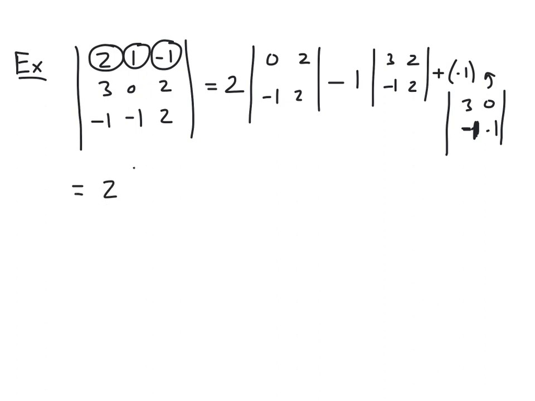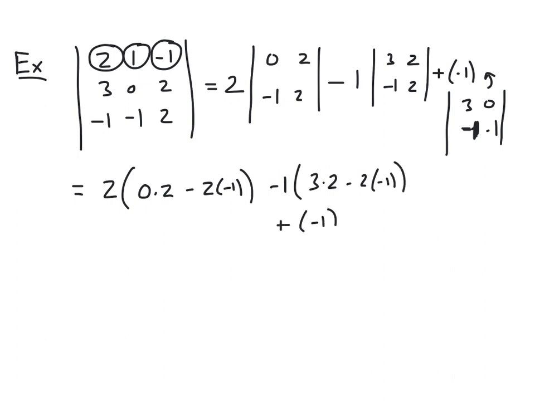Right? So we have 2 times this 2 by 2 determinant. So that's going to be 0 times 2 minus 2 times -1, minus 1 times 3 times 2 minus 2 times -1, plus -1 times 3 times -1 minus 0 times -1. Right? And so we just compute what all of this is.